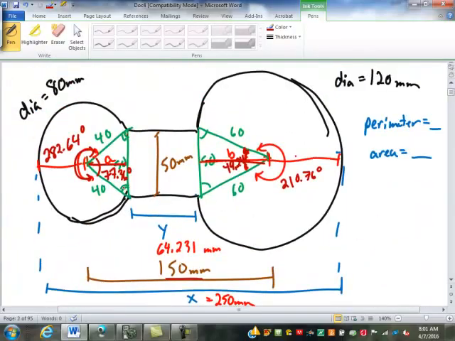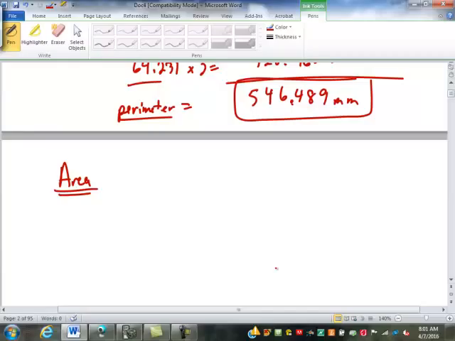Area. I'm going to start with the easy piece. This is 50 by 64.231. So 50 by 64.231 equals 3,211.55 millimeters squared.